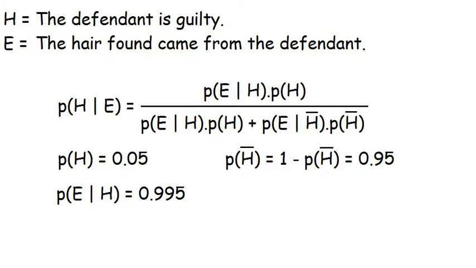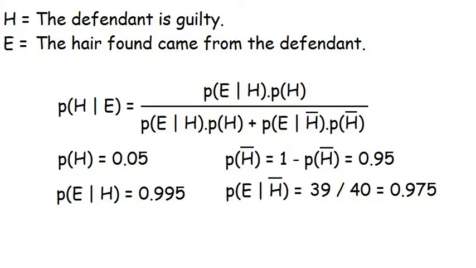Secondly, what is P of E given H? i.e., assuming the defendant is guilty, what is the probability that the hair came from him? Well, if you think he did it, this must be certain, or at least almost certain. Let's call it 0.995, just to be on the safe side. The other unknown is P of E given not H, i.e., how likely is it that a hair matching the defendant will be found at the crime scene if he turned out to be innocent?